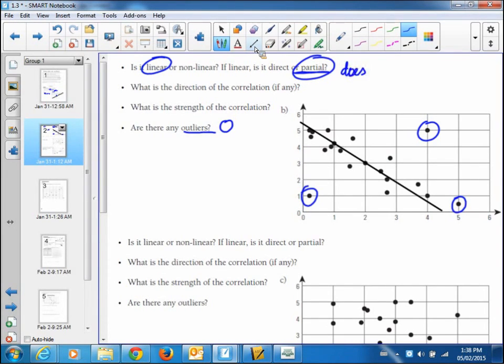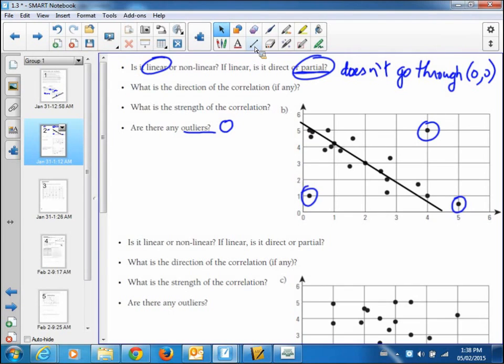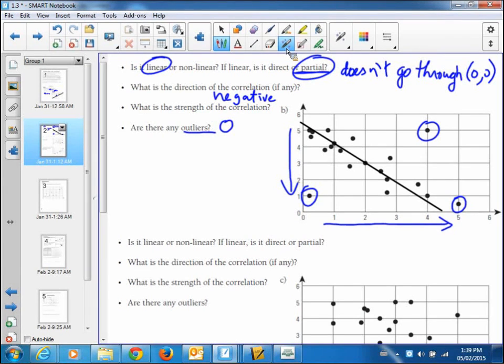Because it doesn't go through 0, 0. What's the direction of this correlation? Tia, do you know what we're asking there? Is the slope positive or negative is really what we're saying. Yeah, definitely a negative correlation. As one thing goes bigger, you go 1, 2, 3, 4, the other thing goes down. That's why it's negative.